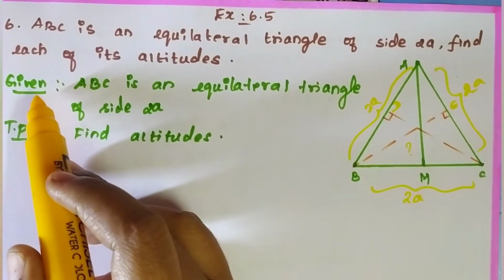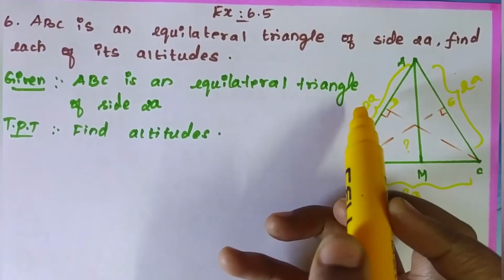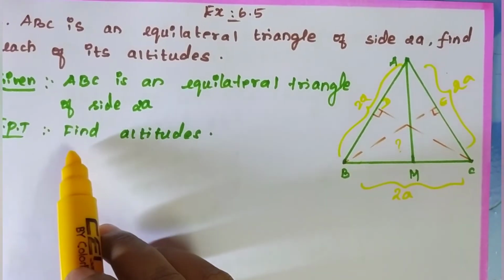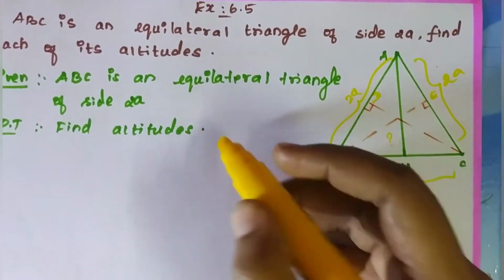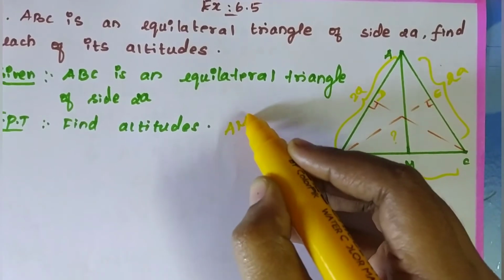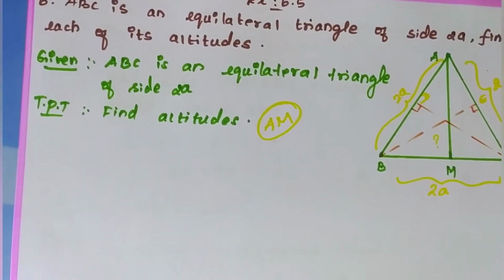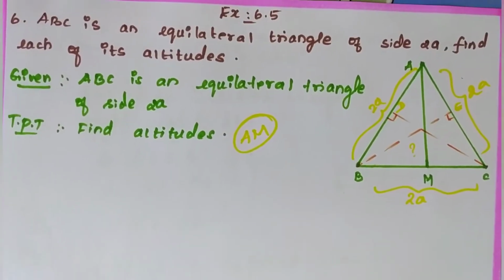First write: given ABC is an equilateral triangle of side 2A. To prove: our target is to find the altitude. So first target is AM. Our first target is AM. Clear? So now start the proof.